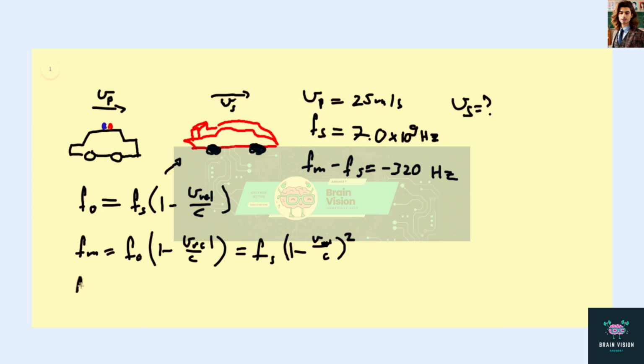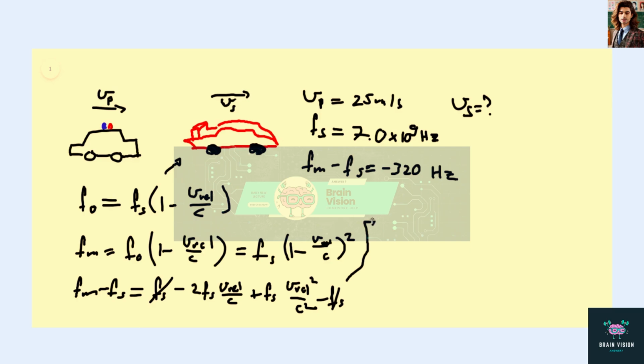And so we're given a value here for Fm minus Fs, so we can just subtract Fs from both sides to get that Fm minus Fs is equal to Fs minus 2 Fs V rel over C plus Fs V rel squared over C squared minus Fs, where you can see that the Fs and minus Fs cancel, and now you just have a quadratic equation for V rel.